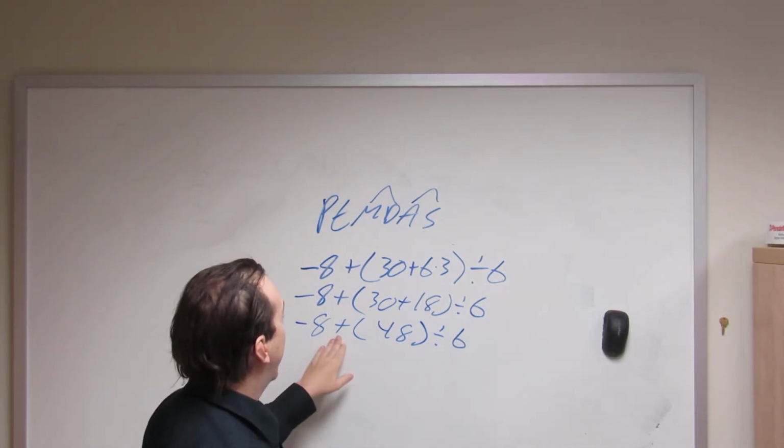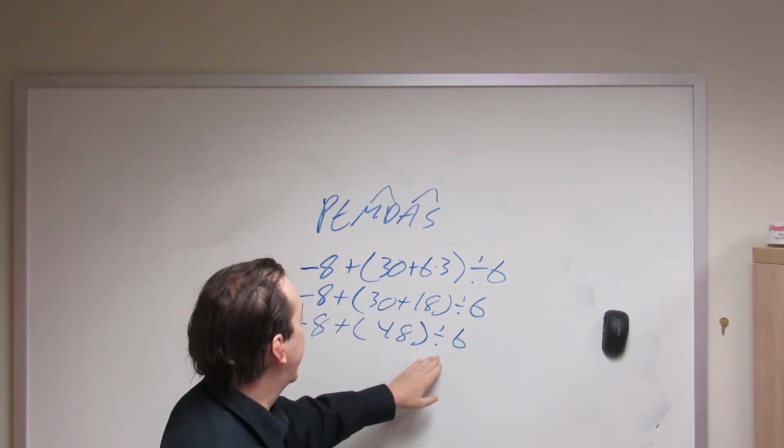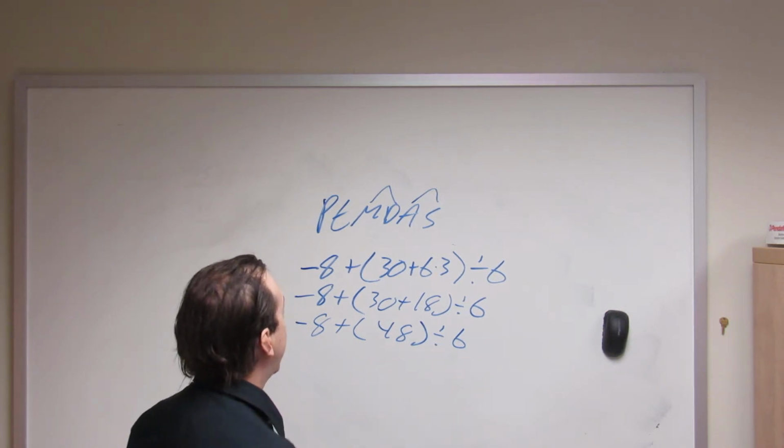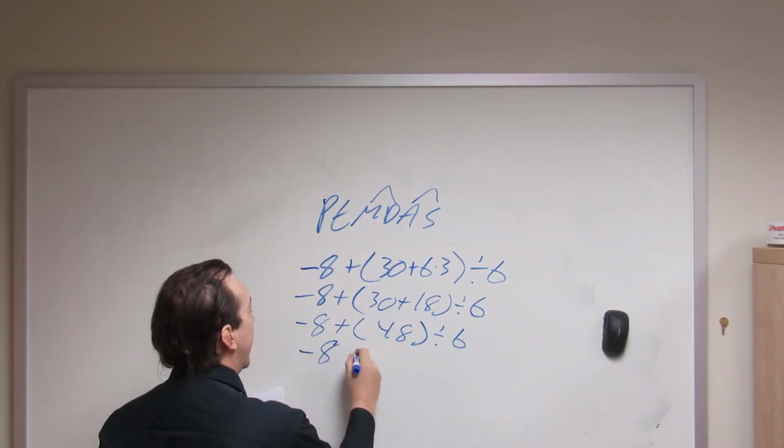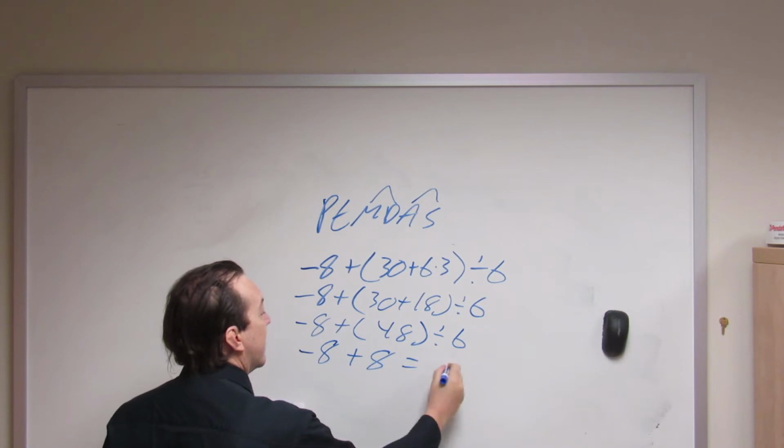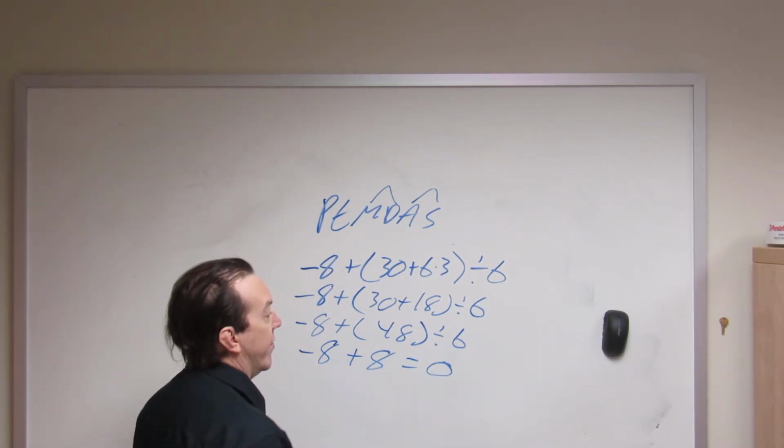Now we have an addition and a division. Do the division first. 48 divided by 6 is 8. Negative 8 plus 8 equals 0.